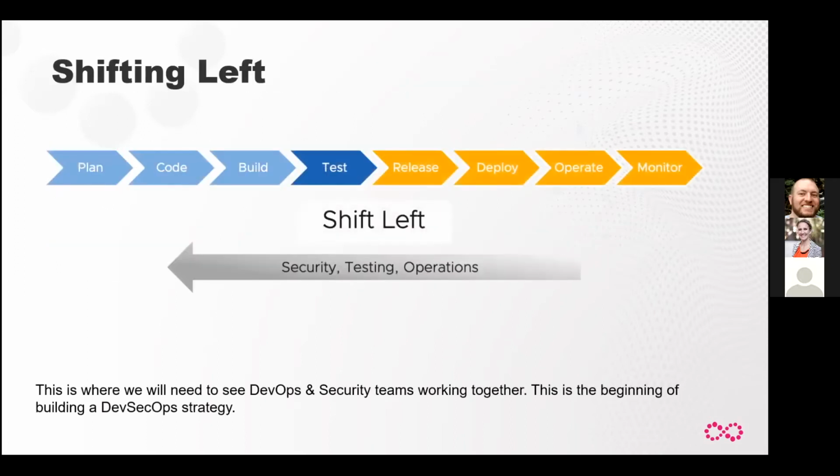Having said that, what is shifting left? Shifting left is a strategy where DevOps and security start working together, and it allows you to start implementing security best practices, coding best practices, and other best practices very early in your life cycle to enable you to make sure that by the time you get to production and your end customers are using it, it's the way you want it to be from a security standpoint and from a coding standpoint.